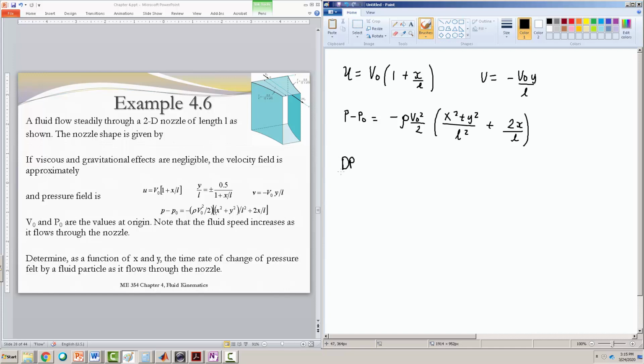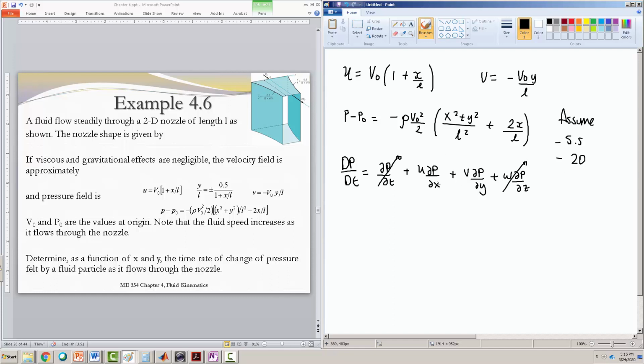That means that we're looking for DP/Dt, and that is simply ∂P/∂t plus u ∂P/∂x plus v ∂P/∂y plus w ∂P/∂z. In this case, we are going to assume that the flow is steady, so we have a steady state, and notice that we have variables in the x and the y axis, so it's going to be two-dimensional. That allows us to get rid of this term for a steady state, and the last term since it's two-dimensional.